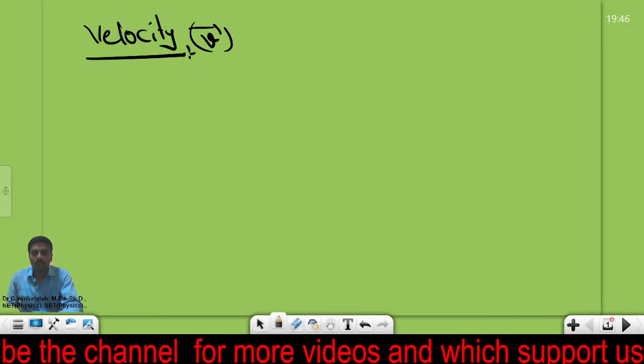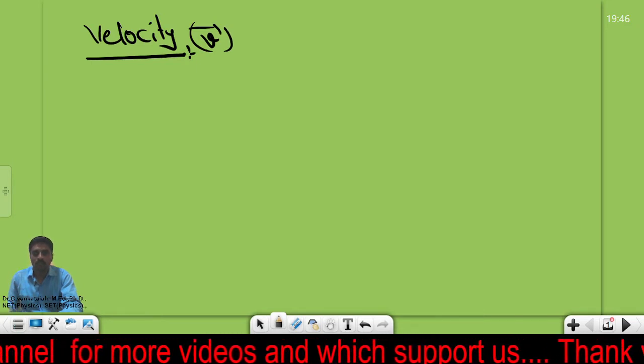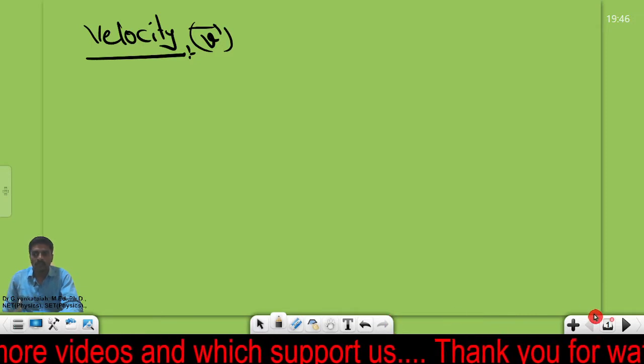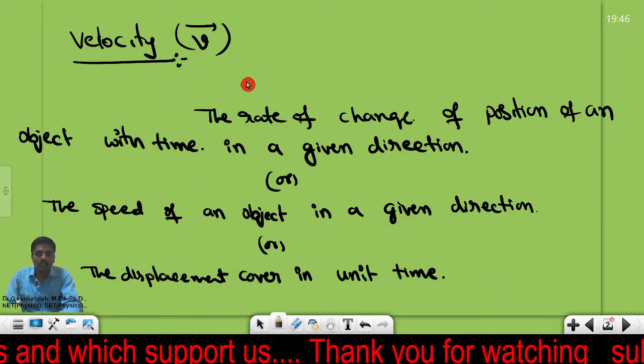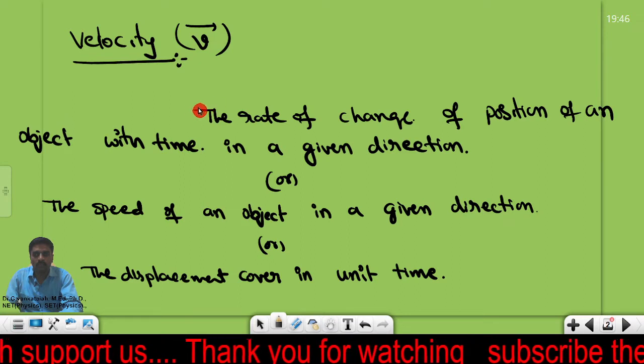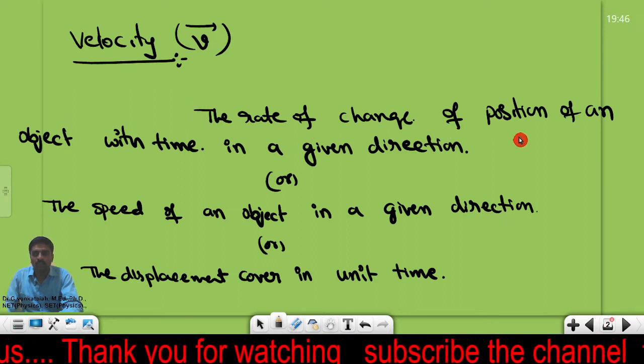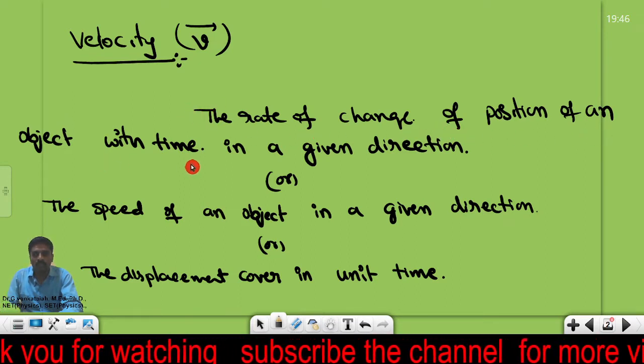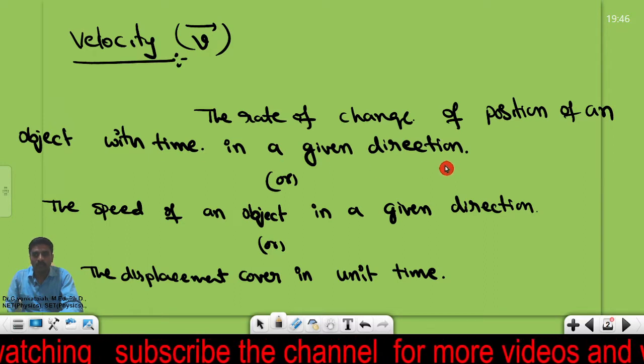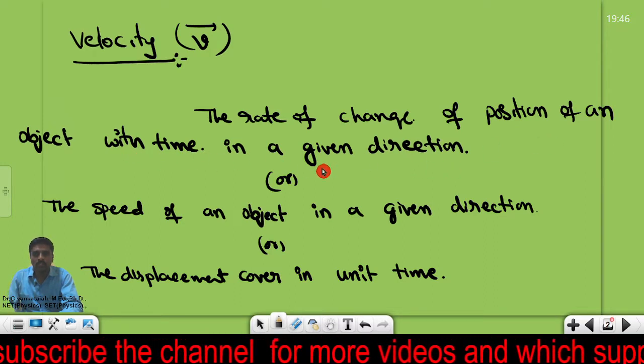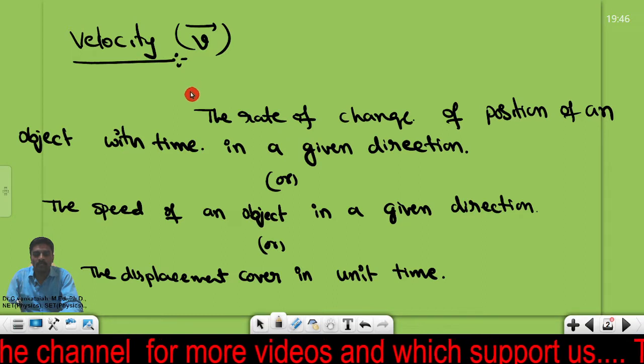Today our goal is to learn about velocity. Let me start with velocity. So what does it mean by velocity? The definition has three types. One is the rate of change of position of an object with time in a given direction. So the position is measured in a particular direction, that we will call velocity.